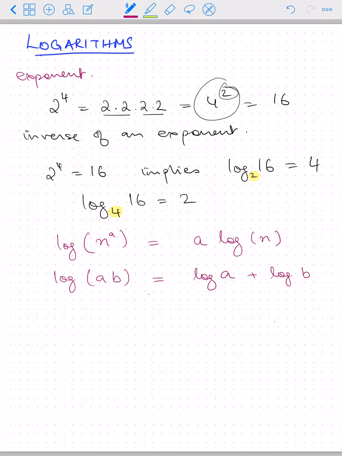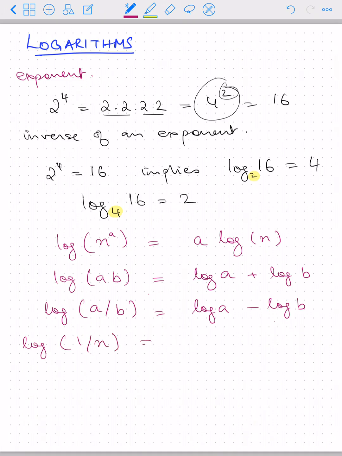Note, I'm not specifying the base here. This is true for any base. We can also say log of a divided by b, and this is just going to be log a minus log b. Now, in ways of applying this, let's say that we want to compute log 1 over n.